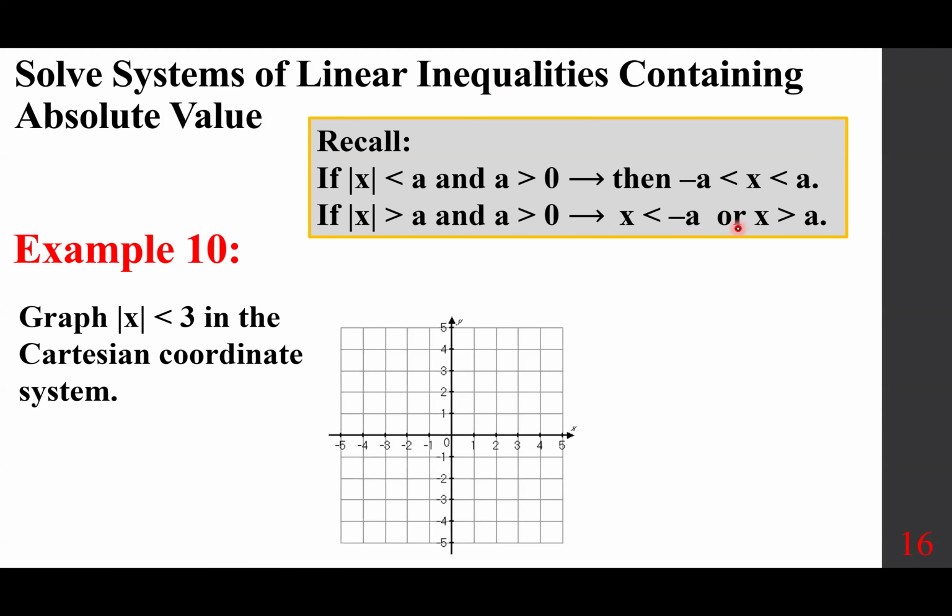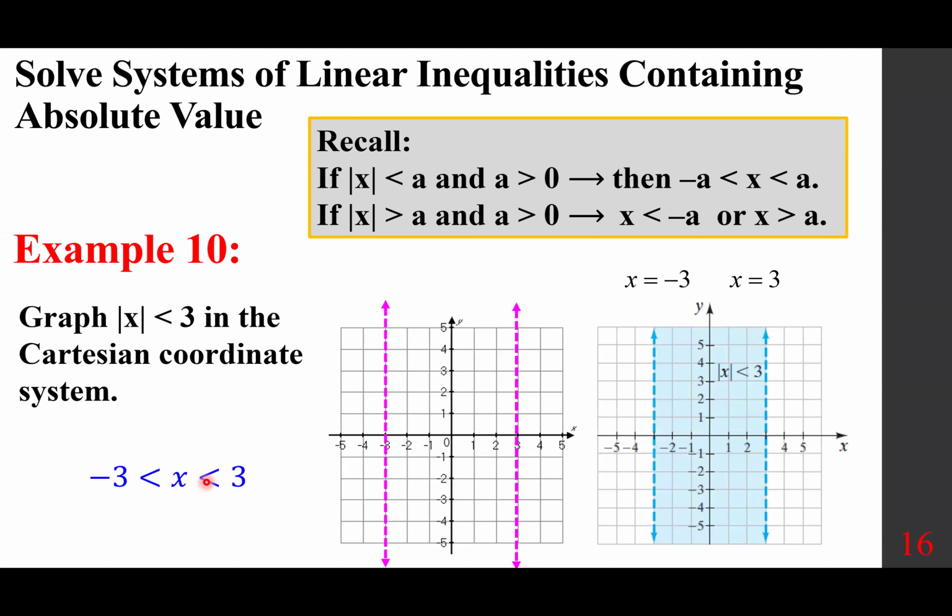So in this example, we are graphing absolute value of x less than 3 in the Cartesian coordinate system. So basically, what this means is x is sandwiched between negative and positive 3. So x is equal to negative 3. You draw a line, which is a vertical line. X equals 3. You draw a line. I hope you recognize this as x equals negative 3. And this one as x equals positive 3. And anywhere in between. So you have two vertical lines.